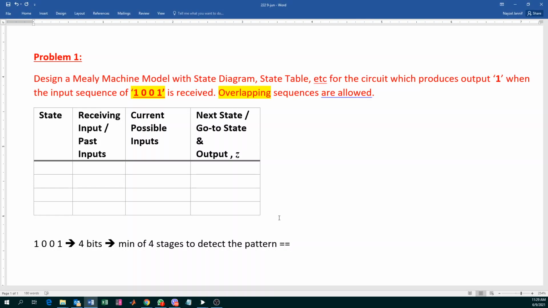Therefore, you would have a minimum of 4 stages. Therefore, you would need 4 states, since this is a Mealy machine. This is a Mealy machine.